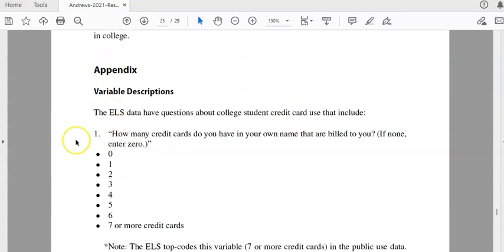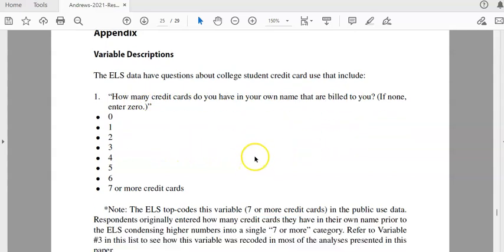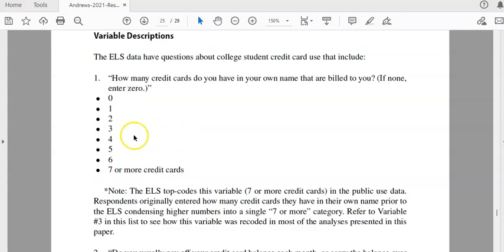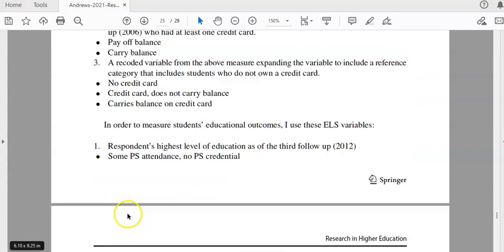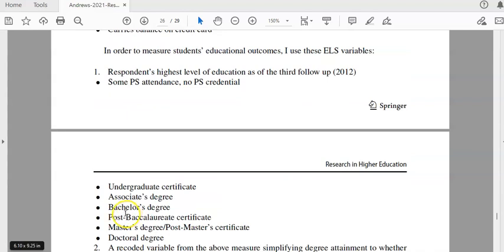You might have some appendix items that give the actual survey items. This one: how many credit cards you have in your own name that are billed to you. That's how the survey question was actually written and administered, with some notes here on that process. You will see some variation in other quantitative research articles, but many of these main ideas I've talked about are common across several different quantitative research article approaches.